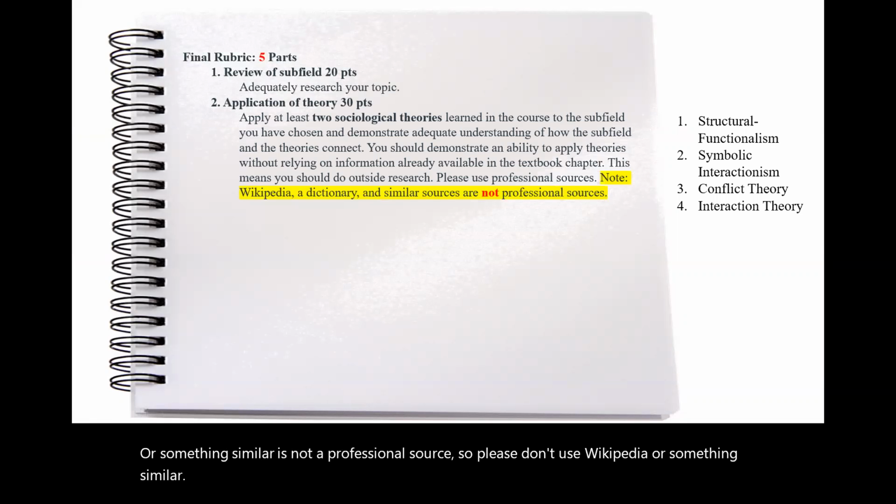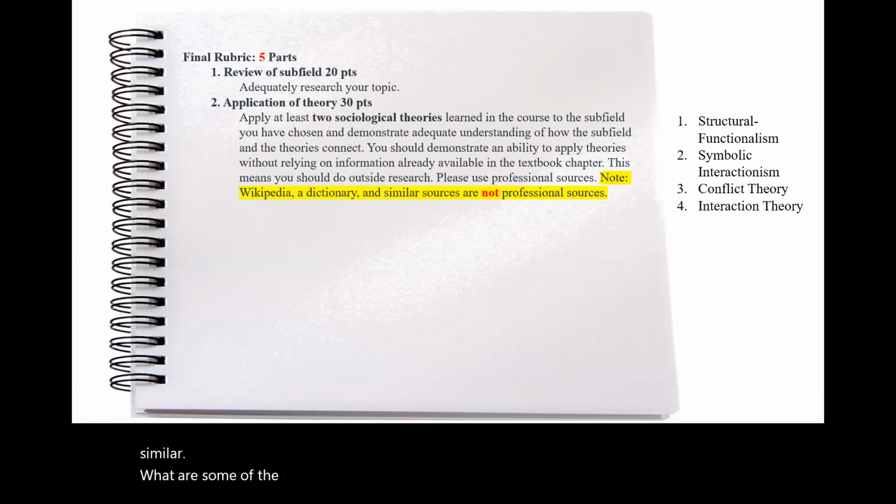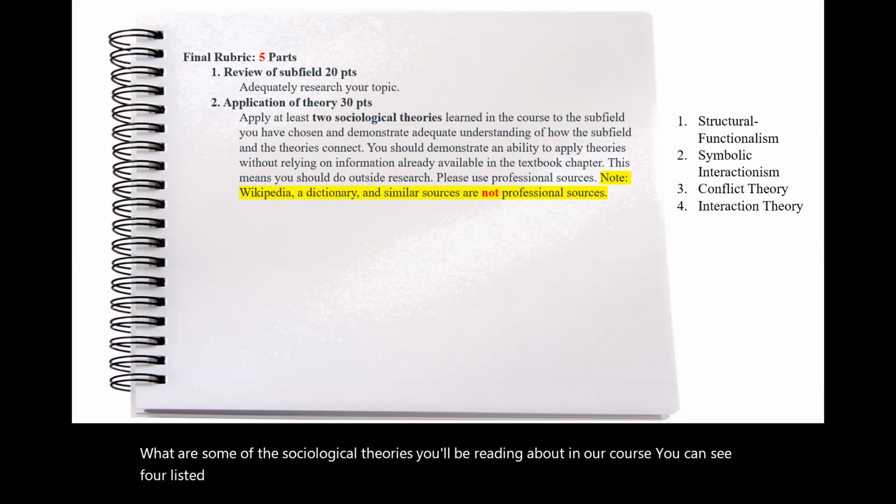What are some of the sociological theories you'll be reading about in our course? You can see 4 listed here: structural functionalism, symbolic interactionism, conflict theory, and interaction theory.